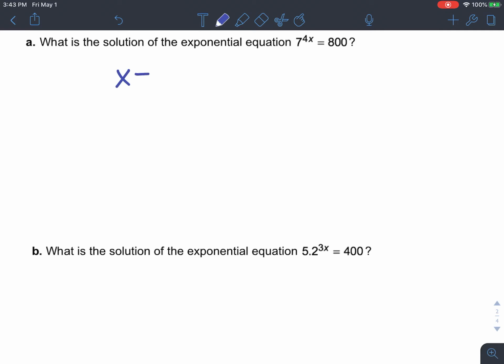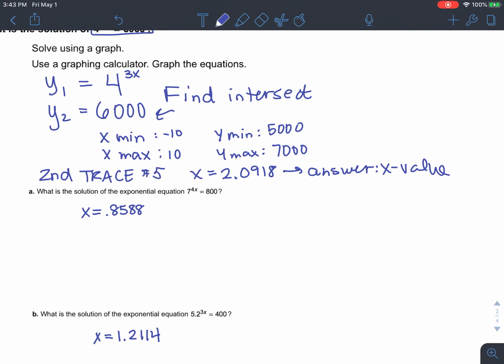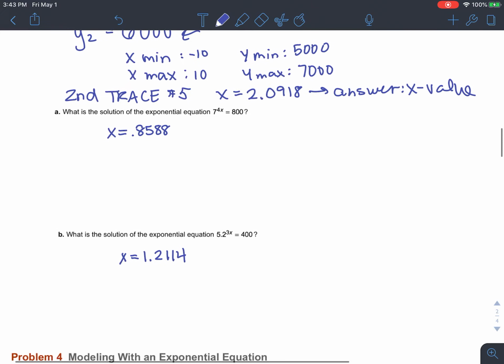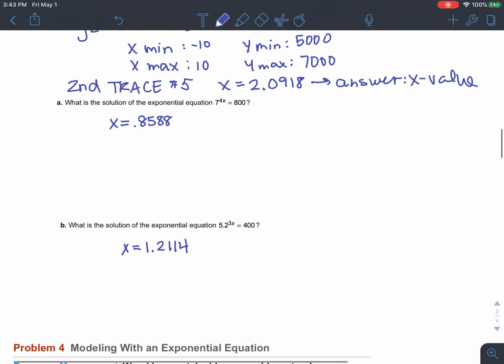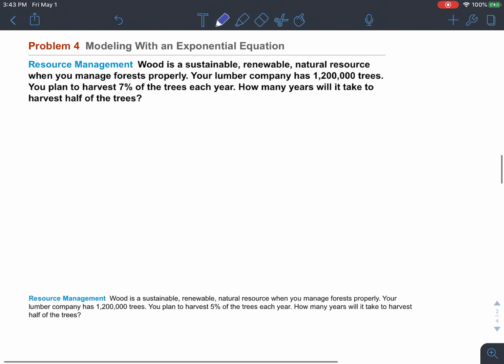Okay, so for A, x should be 0.8588, and for B, 1.2114. So if you're not getting those, I would say try it again. You can go back in the video and listen to what I set up there again, or you can wait until the next time we have class and I can show you how to do it on the calculator as well. Okay, let's come down here with a word problem.